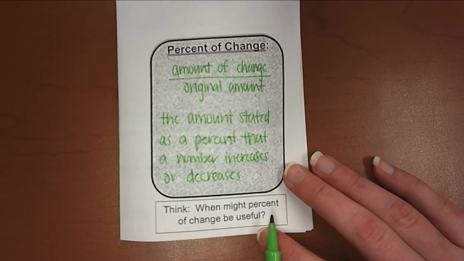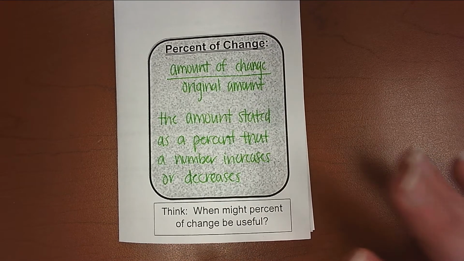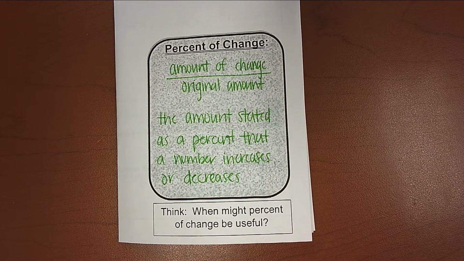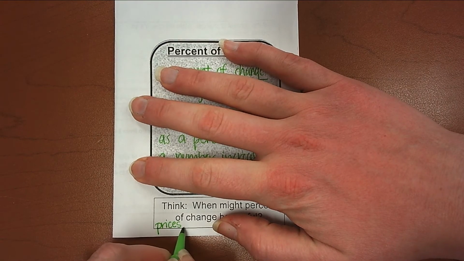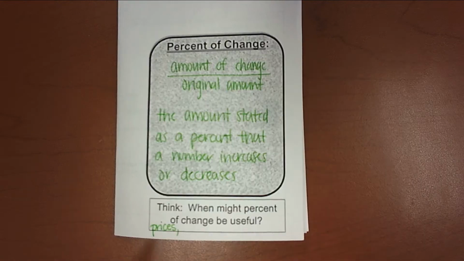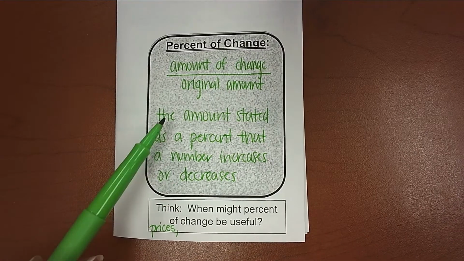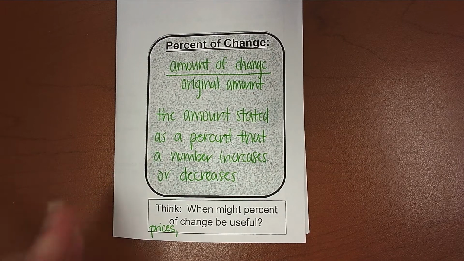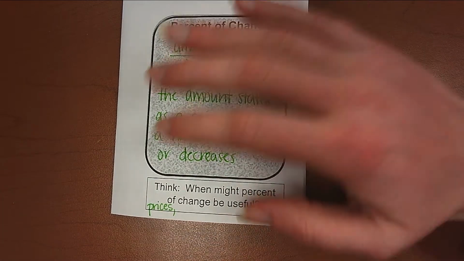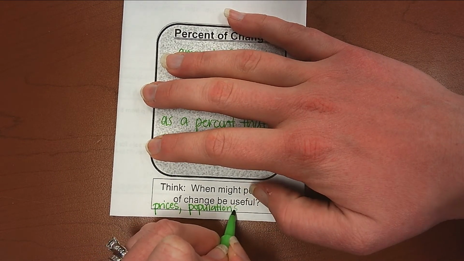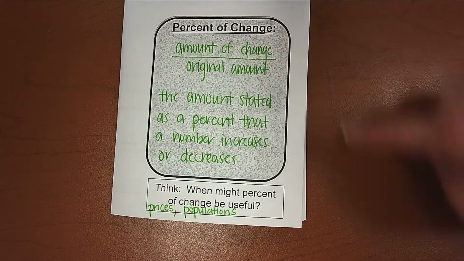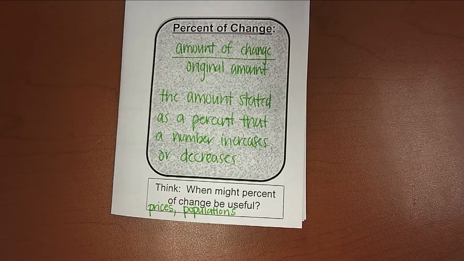So think about when percent of change might be useful. I'm going to give you just a couple, the obvious answers. Prices, when we talk about sales price or markup price, which we've been doing a little bit of already in class. We're talking about how things change, the amount that a number increases or decreases. We could also talk about populations, of people or animals or other things in our world. With populations, we talk about percent of change, how things are changing over time.